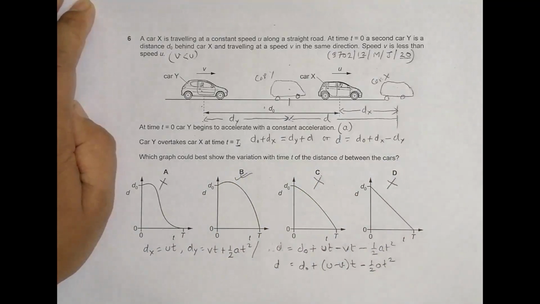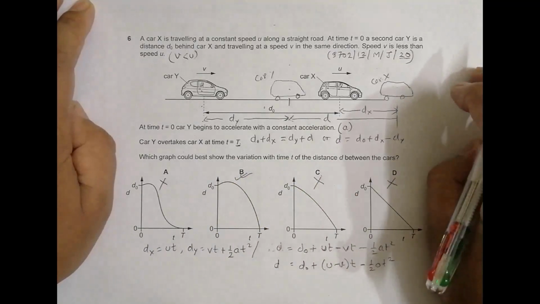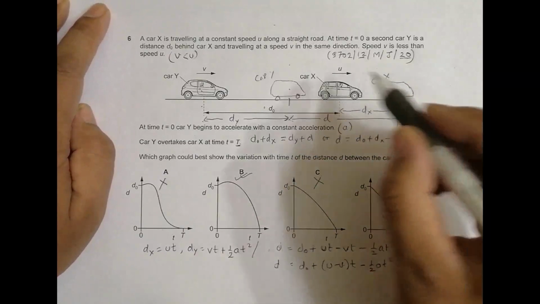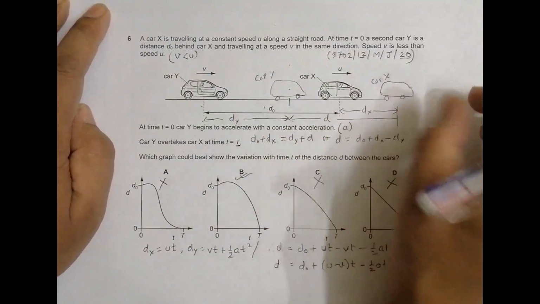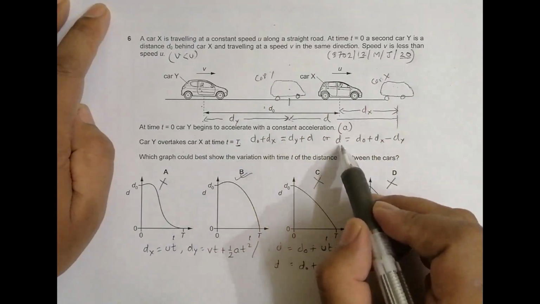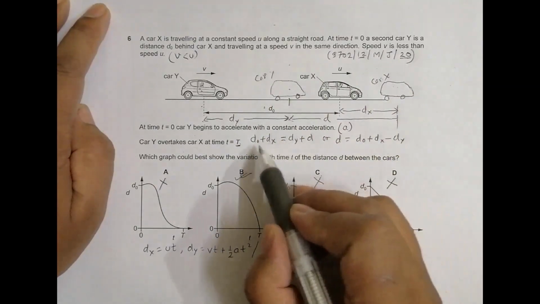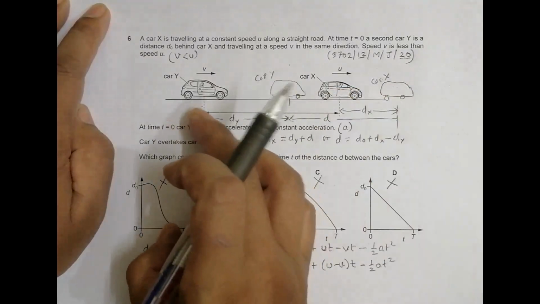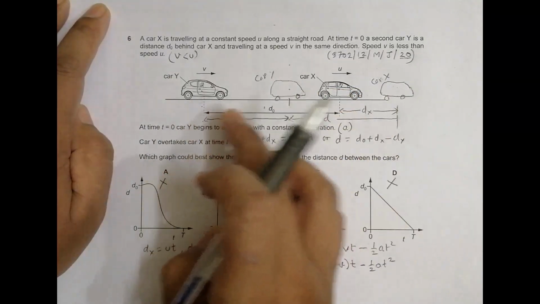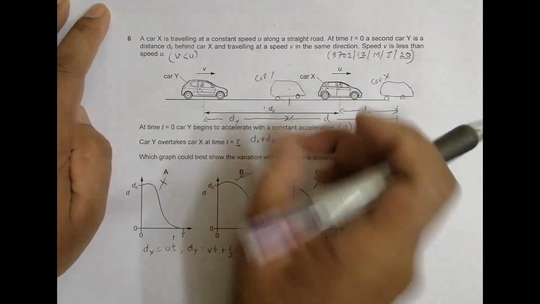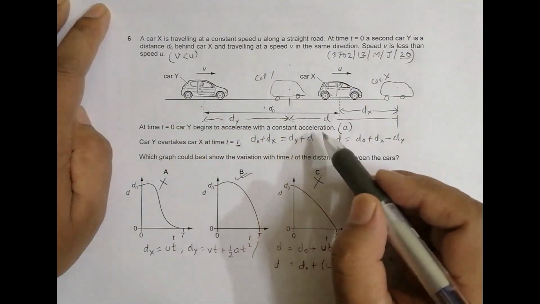And here what we can add is, when they exactly meet, this d will be equal to 0. So let us say they meet over here, that d will be equal to 0. When d equals 0, we have dy equal to d naught plus dx. So dy will be the whole distance here. So dy will be equal to dx plus d naught, as envisaged by this particular equation.